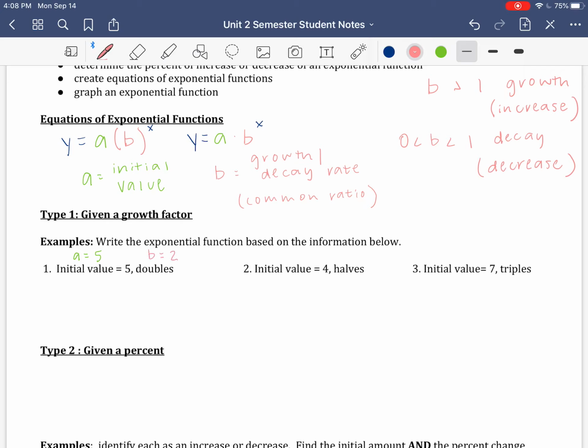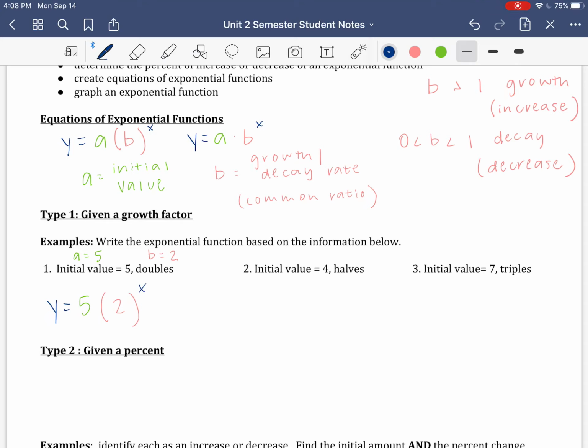And this is why when we were doing sequences, we didn't want you to write anything as division, because every single thing for these equations is written as multiplication no matter what. So in writing your answer, you would write y equals 5 times 2 to the x power. Make it very clear that the x is in the exponent, not just being multiplied with the 2.